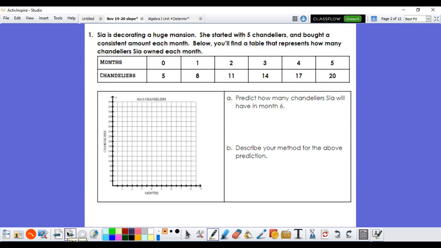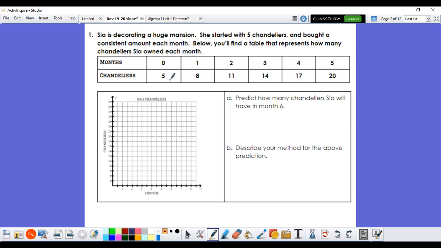So we're going to start off with Sia and her love of chandeliers. Sia is decorating a huge mansion. She started with 5 chandeliers and bought a consistent amount each month. Below, you'll find a table that represents how many chandeliers Sia owned each month. So look at this table, 0 months. That means she had 5 chandeliers in her house to start with. After 1 month, she had 8.